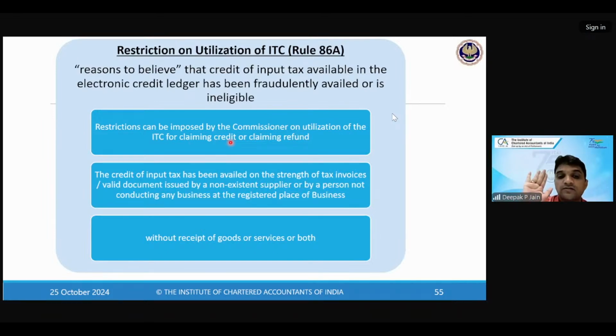You cannot utilize it. The credit of input tax has been availed on the strength of a tax invoice issued by a non-existent supplier. You have bought from a person who didn't exist, but you have got the credit. Or by a person not conducting any business. They find that the person from whom you have bought is not existing. Or you have got the credit without actual receipt of goods. These are all called fake fraudulent ITC. So all such fraudulent ITC, if you have availed, then your credit will be blocked.